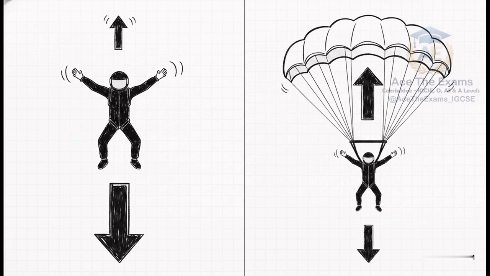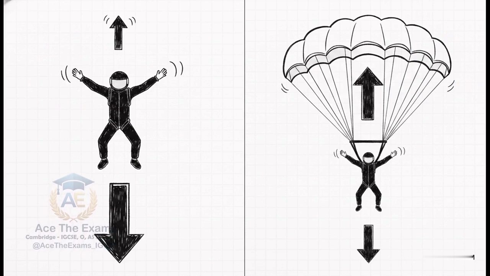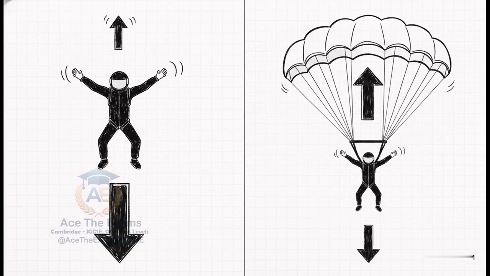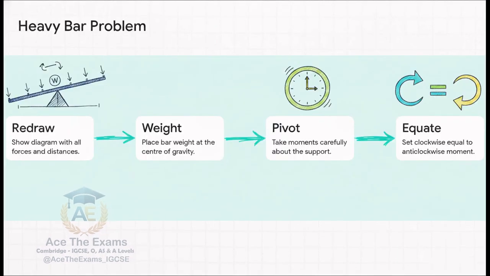But when that parachute opens, her surface area massively increases. Suddenly, at 6 seconds, the upward air resistance is much larger than her weight. This creates a resultant force acting upwards, causing rapid deceleration. Eventually, the air resistance decreases as she slows down, until it perfectly balances her weight, and she falls at a constant terminal velocity. Now let's decode rotational forces, specifically the heavy bar problem.